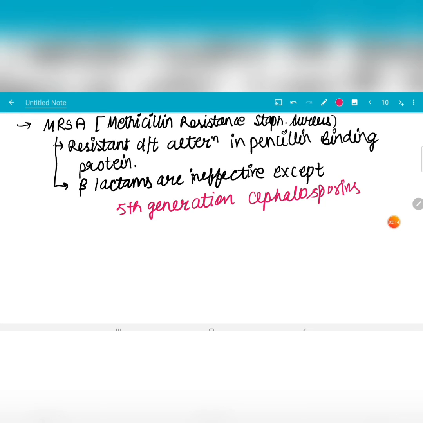What is the drug of choice in MRSA, if there is methicillin resistance? So, what can we give? The drug of choice for methicillin resistance is vancomycin. Important.